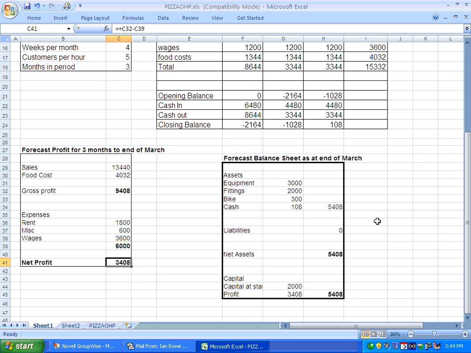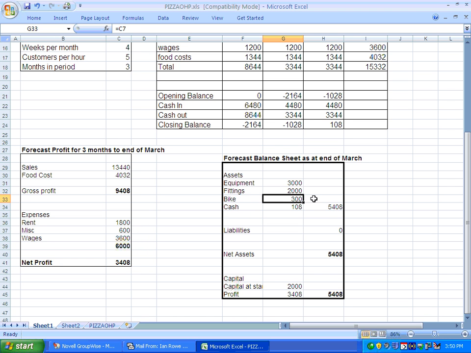This shows us our position at the end of the period that we're looking at, the end of March in this case. We've got assets, equipment, and fittings. We're assuming they're still worth the same as when we bought them. Of course, in reality there'd be some depreciation, wear and tear, and they'd be second hand now, so they wouldn't be worth quite as much. But we put them in at cost, or cost minus depreciation, because presumably we're not going to sell them and it's a continuing business. So we can put them in at that figure, or minus a little bit of depreciation.